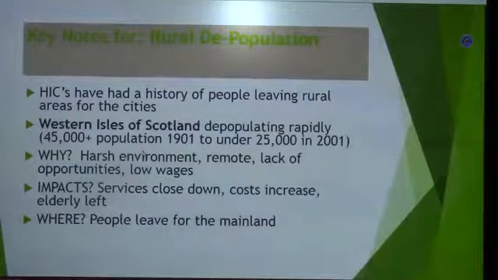Some of the reasons why, well, if you're living on the Western Isles of Scotland, it is a harsh environment. The climate isn't particularly kind to you. It's very remote. There's a lack of opportunity, whether that's educational opportunity or work opportunity, and the wages are very, very low. Looking at the impacts of this, so what are the impacts? Some of these impacts you might need to be thinking about social, economic, environmental, but just some thoughts here. Well, as services close down, the costs increase, the elderly are left, which means there's a demographic change as well. And as I mentioned earlier, people are leaving for the mainland cities, whether it be Inverness or Edinburgh or Aberdeen.